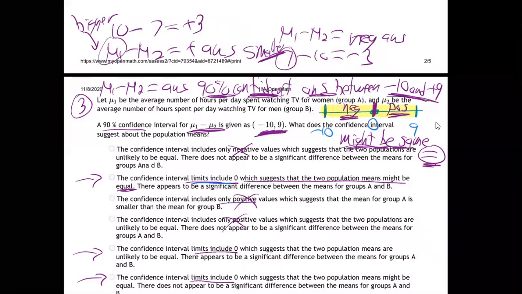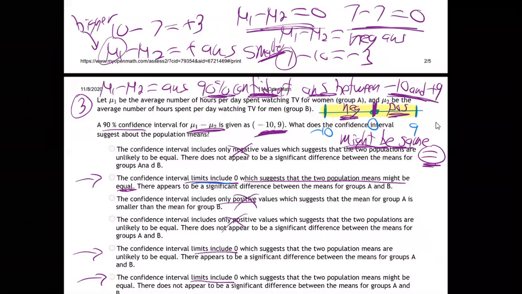Because zero is even. If you subtract two numbers and get zero, what does that mean? Well, they're the same. How do you subtract two numbers and get zero? Like 7 minus 7 is 0, right? They have to be the same. So if 0 is a possibility, and it is, right? We're 90% confident that the answer is somewhere between negative 10 and positive 9. So 0 is a possibility. The difference might be 0. They might be the same. So this is right.